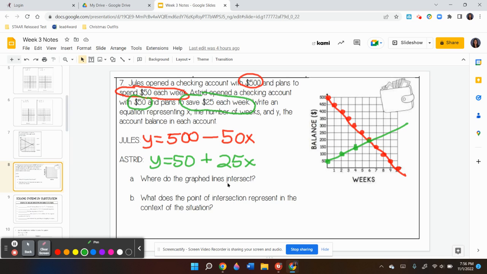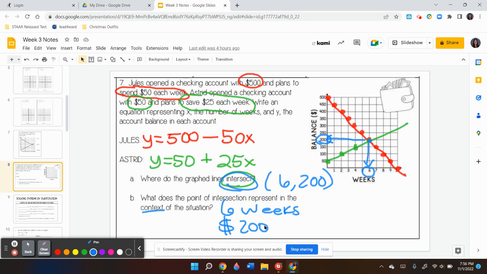The question says, where do the two lines intersect? The intersection is our solution to the system, which is (6, 200). This is where they cross. What does this point of intersection represent in the context of our situation? So the 6 represents 6 weeks. So we're going to write 6 weeks. And the 200 represents $200. So after 6 weeks, both accounts will have $200, which is the same amount.